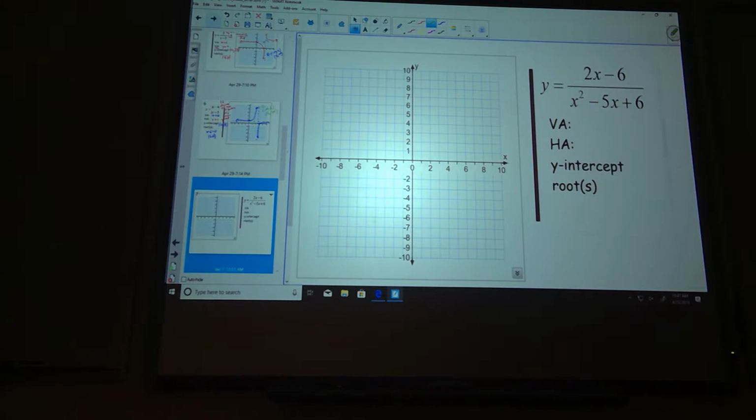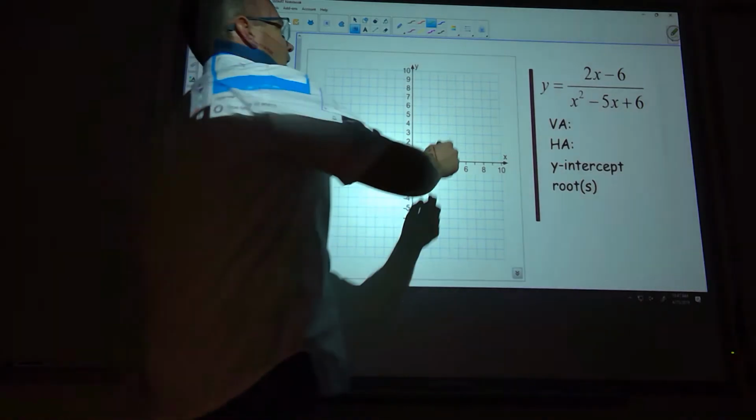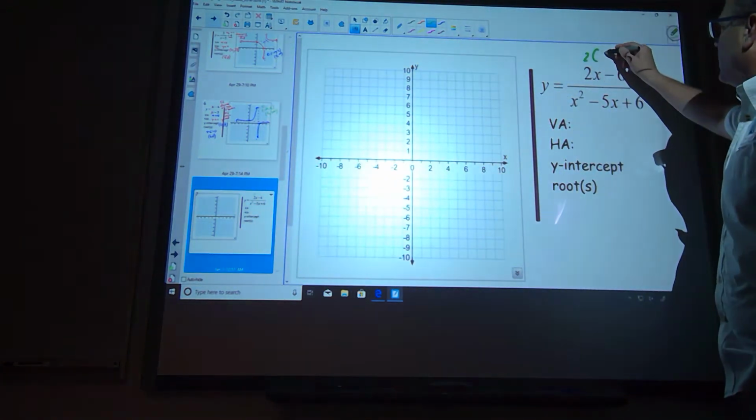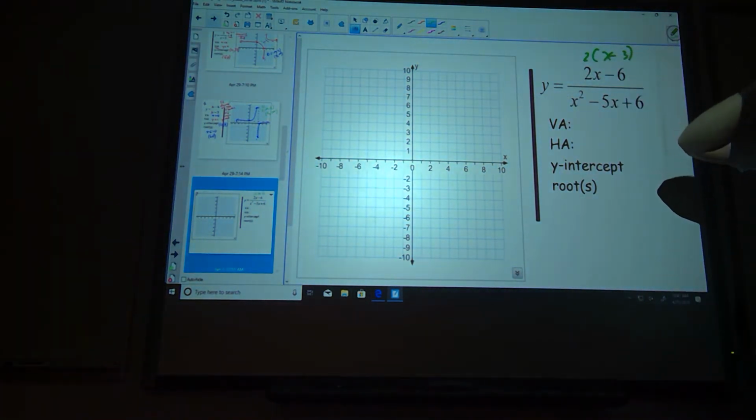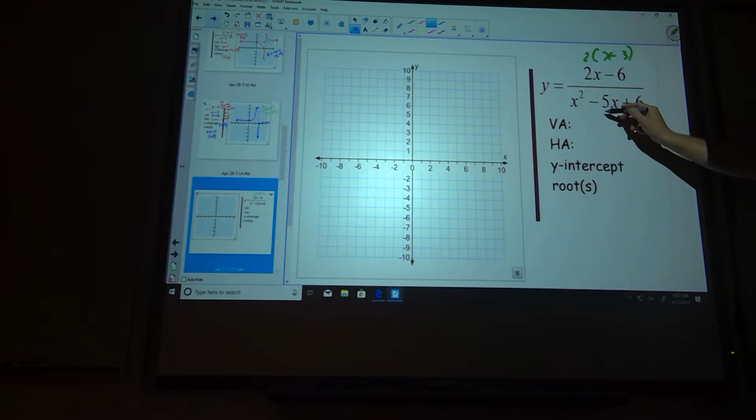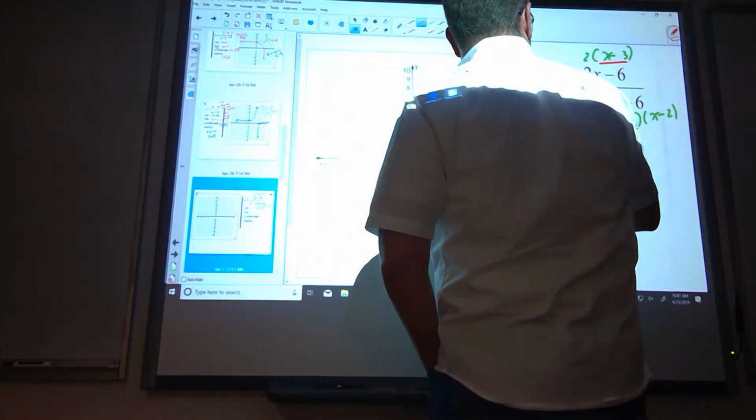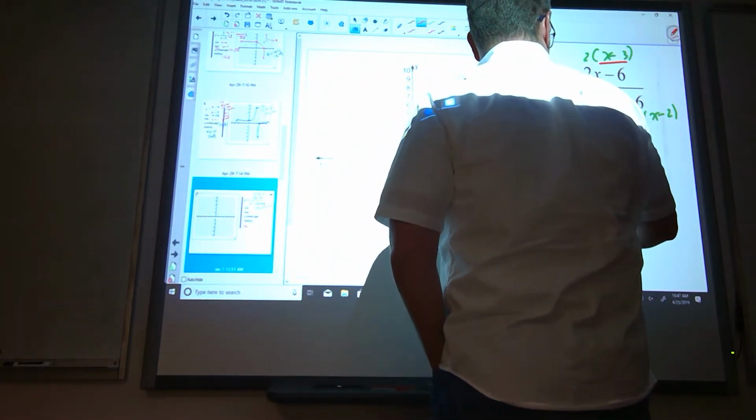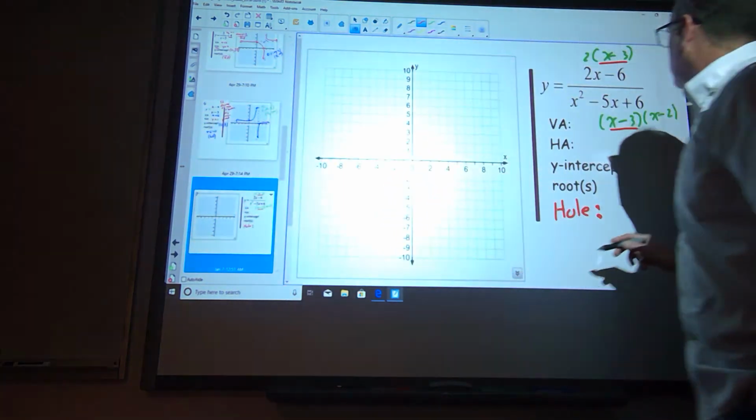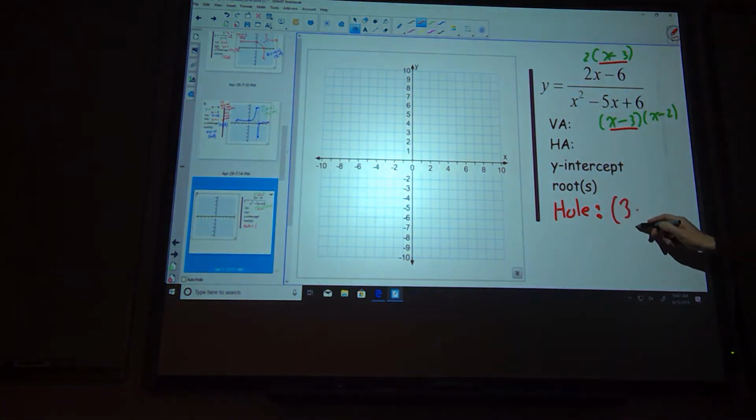All right. Vertical asymptote. Well, let's factor both of these first. So this is going to factor to this. Agree? And then, what is it? x minus 3, x minus 2. We match up with the x minus 3 on top and bottom. What does that mean? There's a hole. We got a hole. Okay? Because these match up, I have a hole. So my hole takes place at 3 comma something.